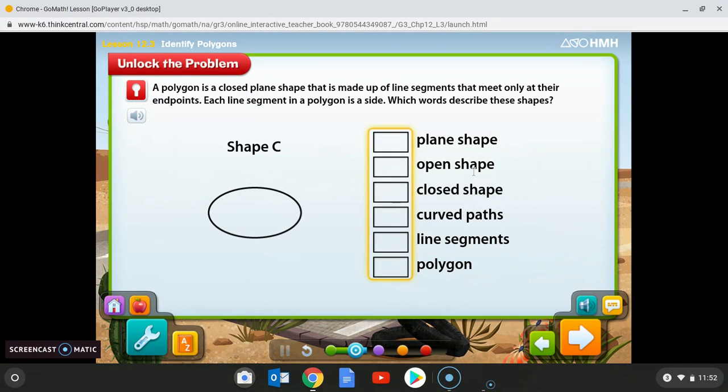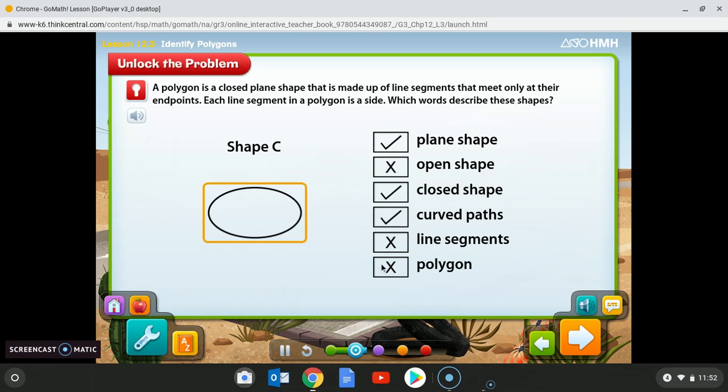Is it open? Are there openings to this shape? No. Is it a closed shape? Yes. Remember, if this is no, then it has to be closed. Are there curved paths? Do you see curves? Yes, I see curves in this one too. This is what I'm talking about. It's no to line segments because it has curved paths all the way around.